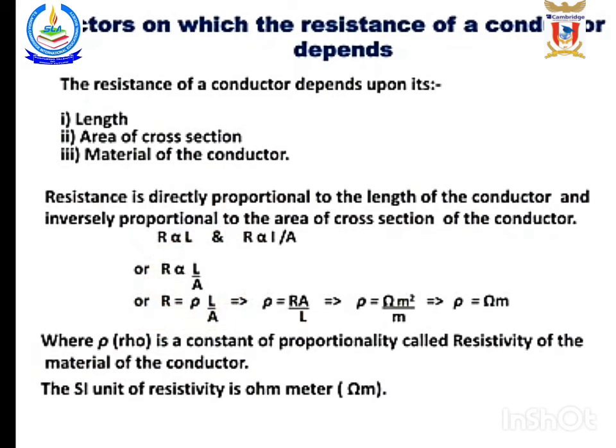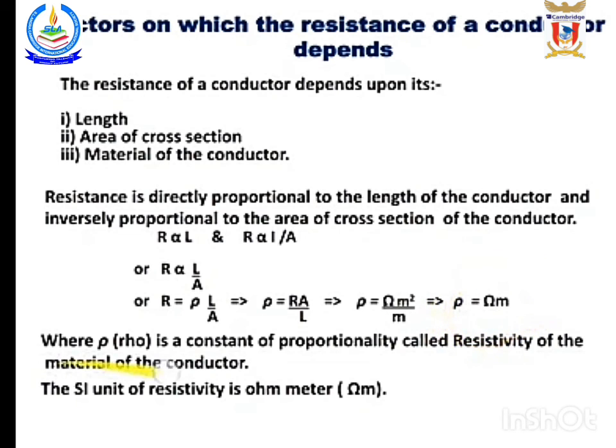Again, to remove the proportionality sign, we have to put some constant. In this case, the constant is resistivity, known as rho. From this we can also find the value of rho. By cross multiplication, rho is equal to R A by L. The unit of resistance is ohm, the unit of area is meter square, and the unit of length is meter. By cancelling, the unit of resistivity is ohm meter.